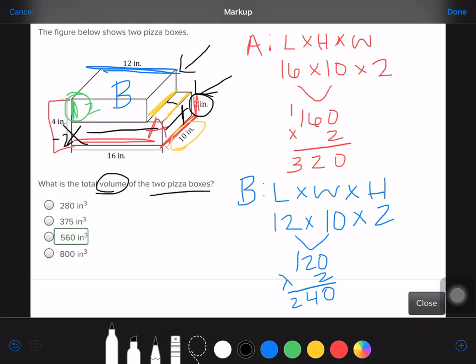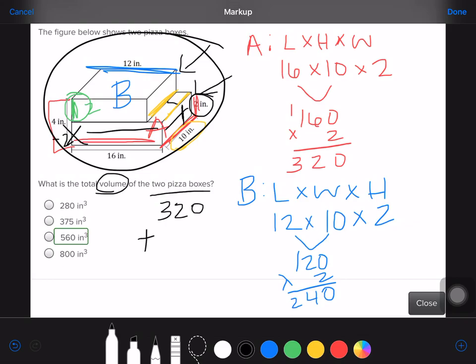So we know that we want to know how many they are together, though. So to do that, we need to add 320 plus 240. And we get a total volume of 560, which is your answer.